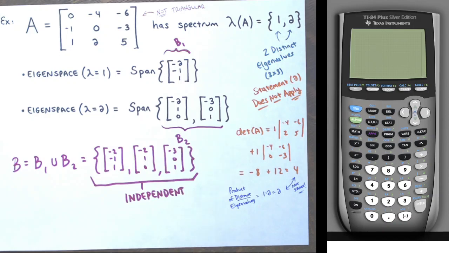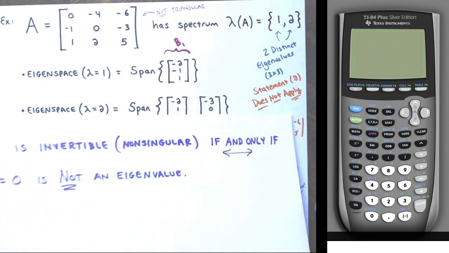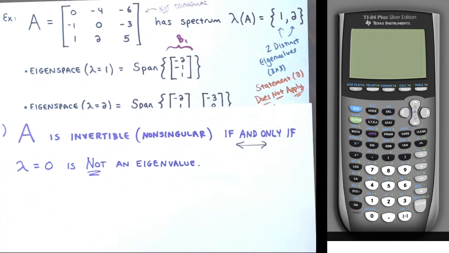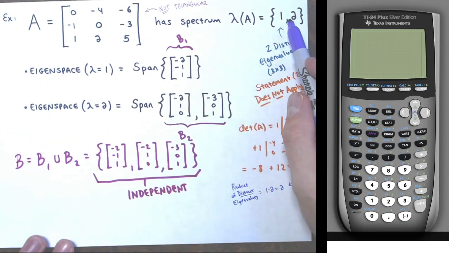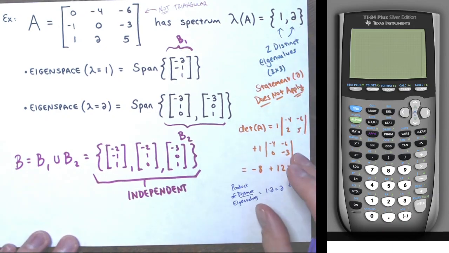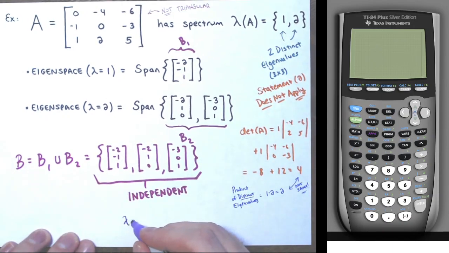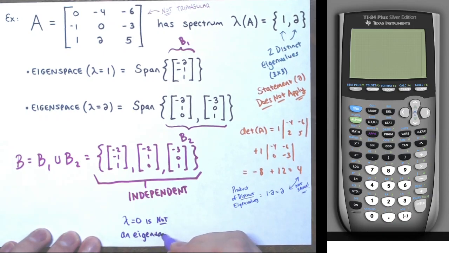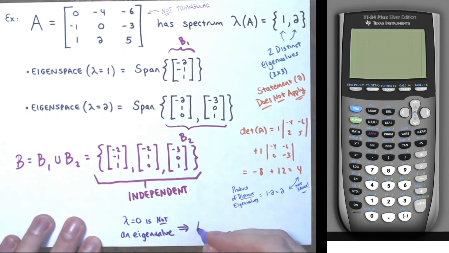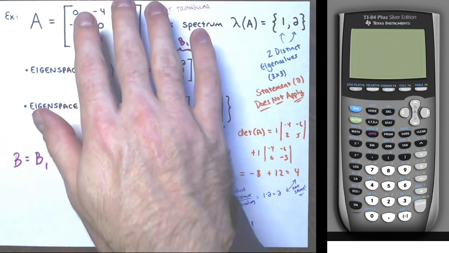And finally, statement 5: the matrix is invertible if and only if 0 is not an eigenvalue. Well, look, there are 1 and 2. 0 is not an eigenvalue. So this matrix is invertible. Wonderful. And you can find the inverse, but I'm not going to find it.